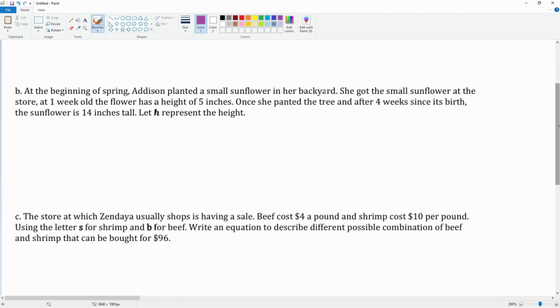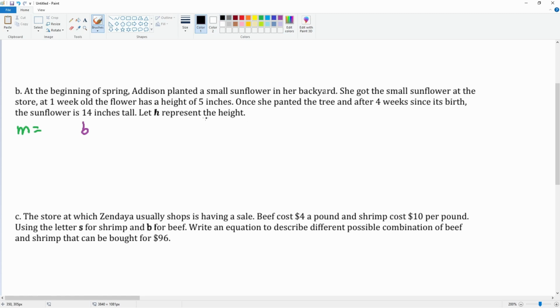Next, at the beginning of spring, Addison plants a small sunflower in her backyard. She got the small sunflower at the store at 1 week old and it has a height of 5 inches. Once she planted it, after 4 weeks since its birth, the sunflower is 14 inches tall. Let H represent the height. Well, here we again want to write y equals mx plus b, but we don't have slope, nor do we have y-intercept. We are missing m and we are missing b.